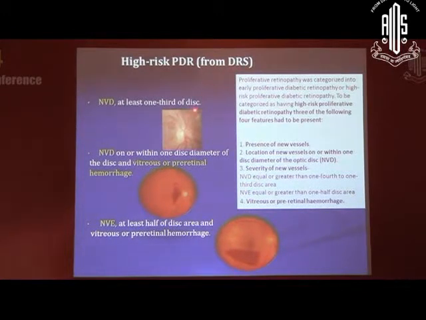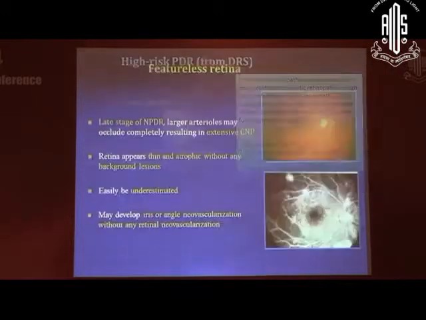Similarly, diabetic retinopathy is defined by one more level of proliferative or advanced diabetic disease, that is called high risk, which is based on the neovascularization of the disc. Neovascularization of the disc is associated with vitreous and preretinal hemorrhage. Sometimes NVE, or neovascularization elsewhere, could be associated with a vitreous or a preretinal hemorrhage.